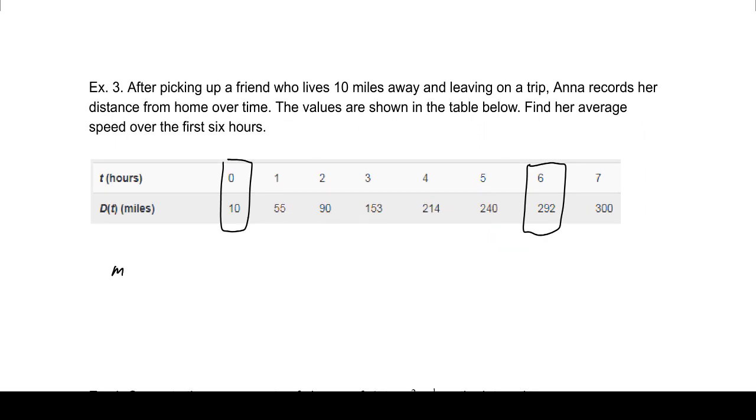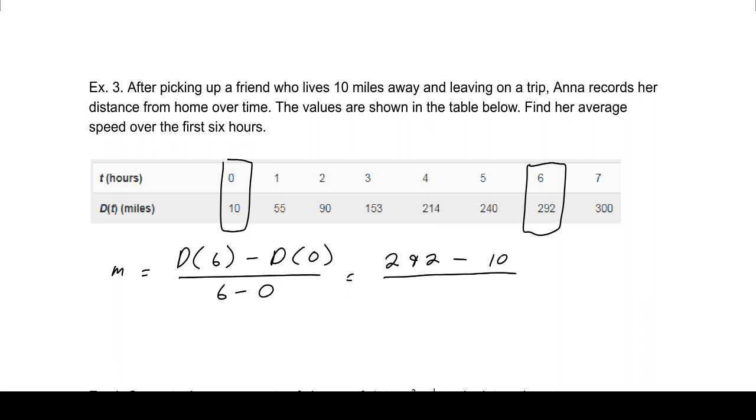All right. Our rate of change is going to be d of, the function is d, so d of 6 minus d of 0 divided by 6 minus 0. So change in the outputs divided by the change in the inputs. d of 6 is 292. d of 0 is 10. And we have 6 minus 0. So this puts us at 282 divided by 6.